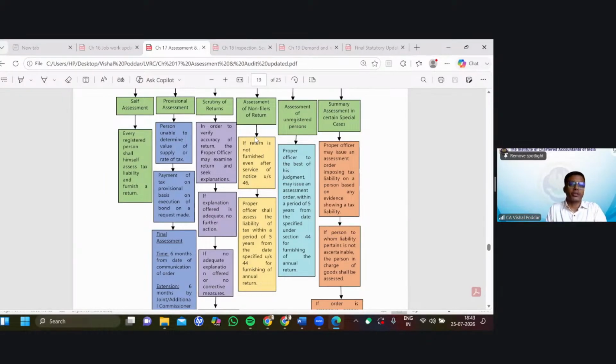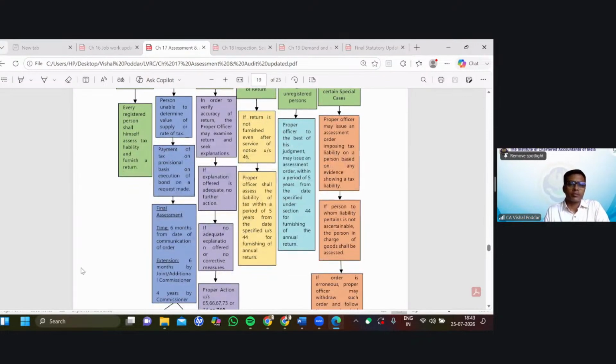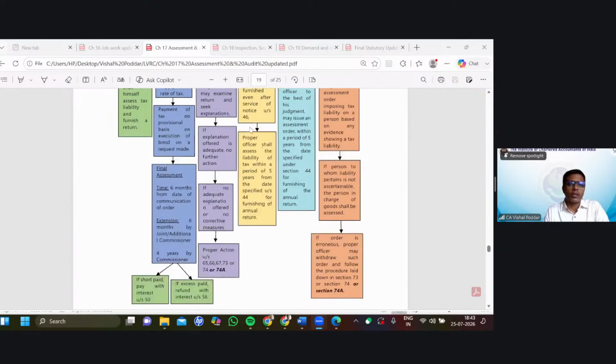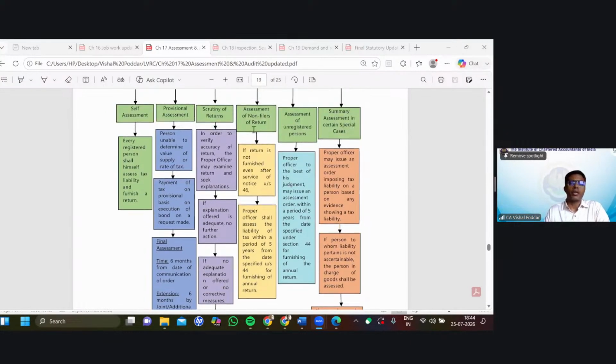Now come some special situations. Assessment of non-filers. Now it may happen that you are defaulting the filing of returns. So if you have failed to furnish the returns, despite giving you the notice under 46, the proper officer will now proceed to determine your tax liability within a period of 5 years from the date specified under section 44 for furnishing the annual returns. So this period of 5 years is counted from the date of annual returns. So this is where you are not filing your returns yourself.